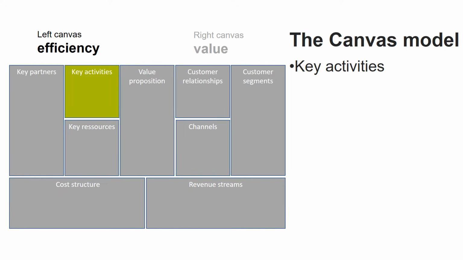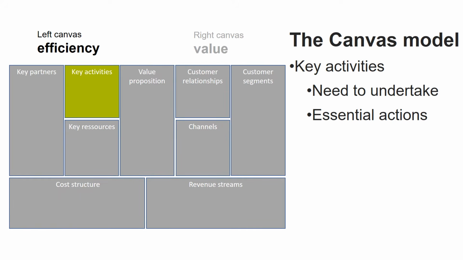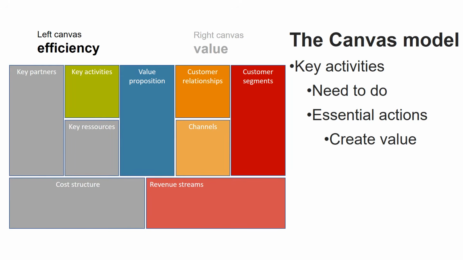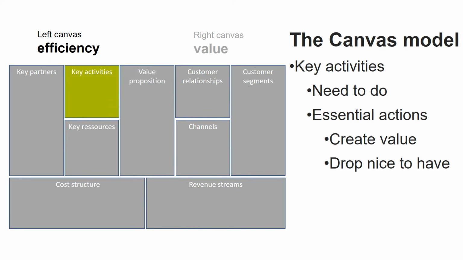In the second building block on the left side of the model, key activities, we will review what activities we need to undertake. Which are the essential actions your company must take to operate successfully? Whatever you are doing, it has to create value in the blocks on the right side of the canvas. You have to drop nice to have and only concentrate on need to have to fulfill your business model.